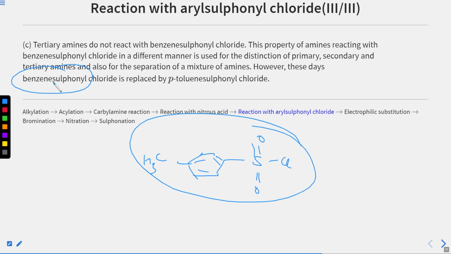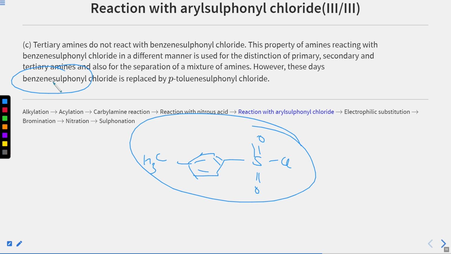Now if you just try to summarize all these three reactivities. First of all, if you treat your amine with aryl sulfonyl chloride, and if the amine is primary, then the product formed will be soluble in alkali, while if it is a secondary amine, then it will not be soluble in your alkali solution. Third, if we have a tertiary one, then we do not see a reaction either. So this is the reaction with aryl sulfonyl chloride.